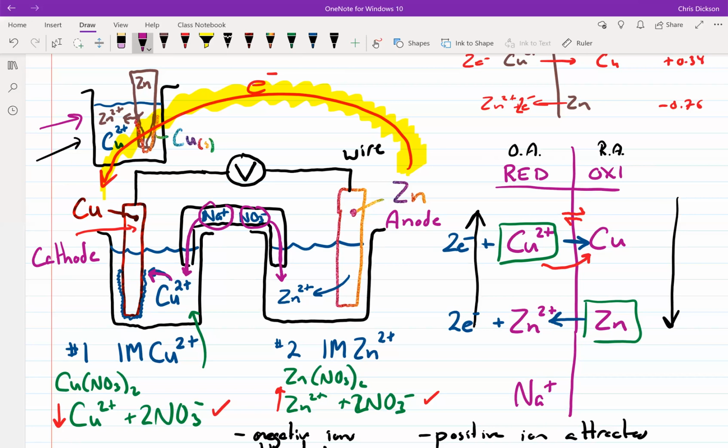Now you might say, okay, well, I get the idea that sodium is really low down. That's not going to get reduced before the copper. But you might be thinking about the nitrate and how does the nitrate play out here? Because if you look on your data table, you actually can see that nitrate's quite high up, but it doesn't react. So I'm going to let you think about that before our next video.